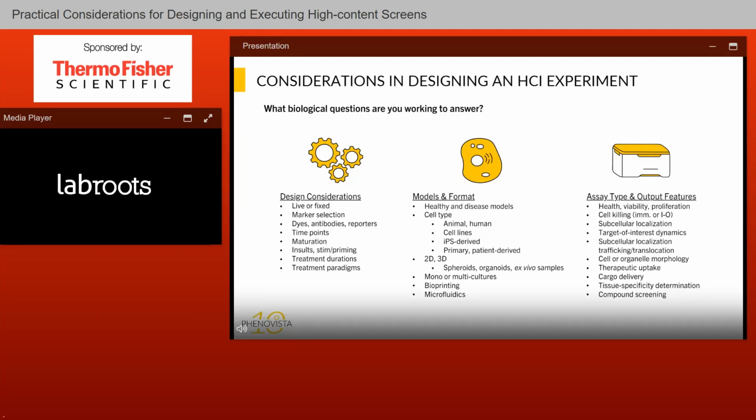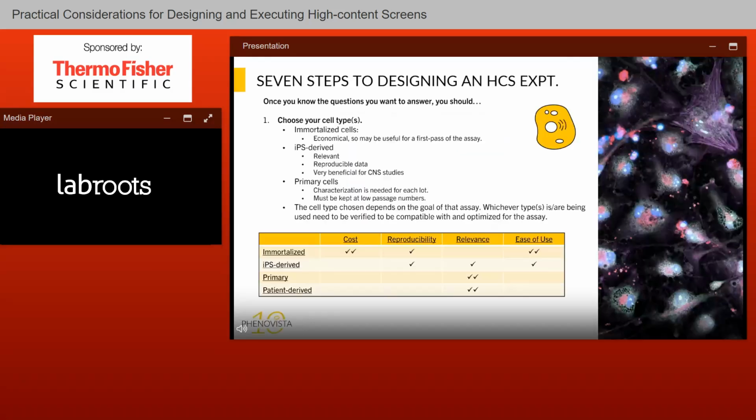Also, deciding whether you're going to go with a 2D model or a 3D model, if you're going to use microwells, so standard microwells, or use microfluidics, bioprinting. There's lots of different options. So regarding cells, we use a lot of iPS-derived cells. They have a good combination of biological relevance and consistency. Primary cells are great, but you do have to worry about batch-to-batch variation.